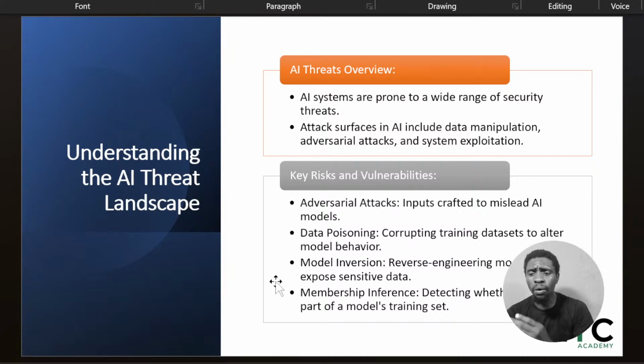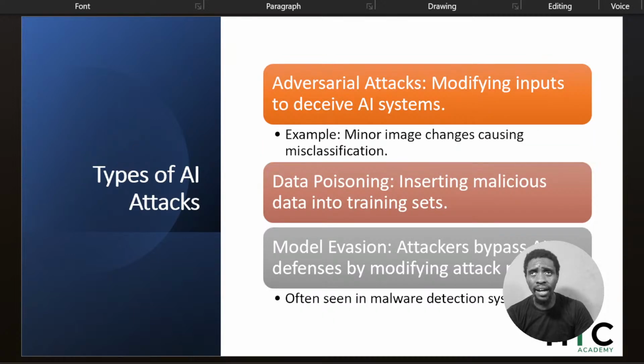So these are some of the risks and vulnerabilities that come with AI systems, and there are a whole lot. We largely focus on the technical risk, but there are operational risks and administrative risks that come with AI systems, so we need to take note of some of that. Then there are different types of AI attacks, which largely form some of the risks that we have seen.